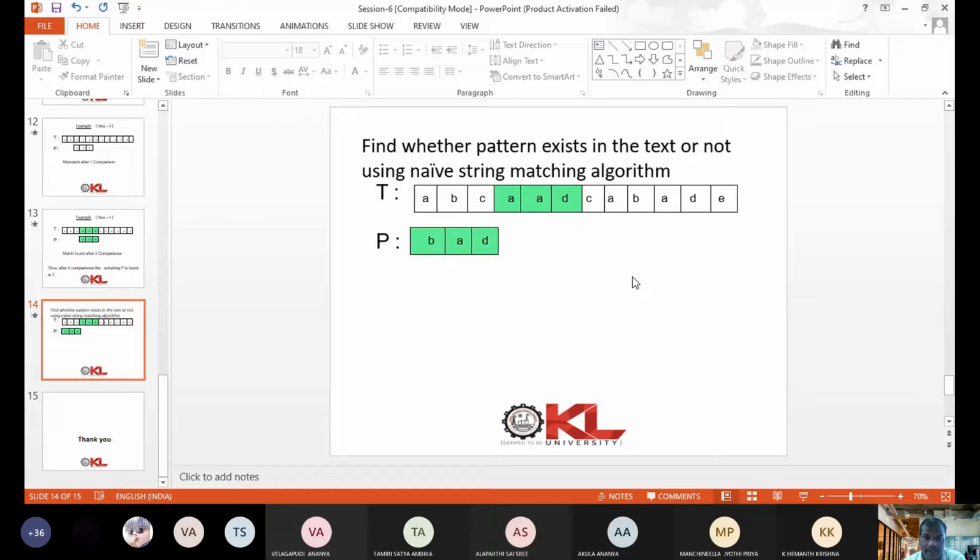Identify at what place the pattern is found in T. All of you do that.